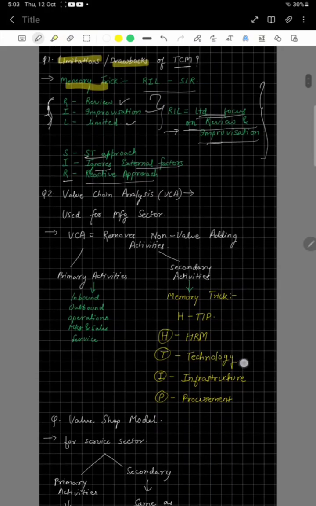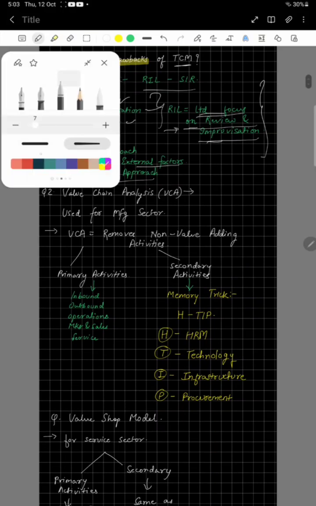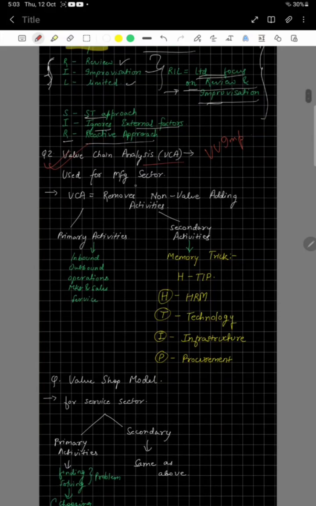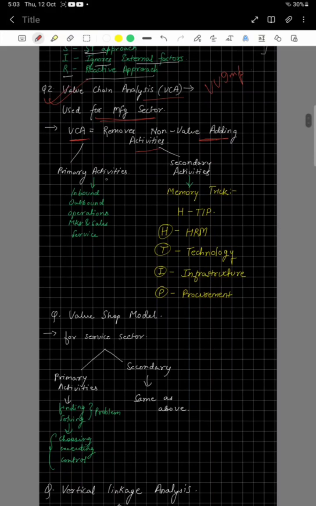Now when we come to question 2, this is a super important chapter, the important concept. So let me mark this as very important. When we come to value chain analysis, it is used for manufacturing sector. Value chain analysis removes the non value adding activities, those activities which are not required. There are two things involved in this. One is the primary activities, the next is the secondary activities.